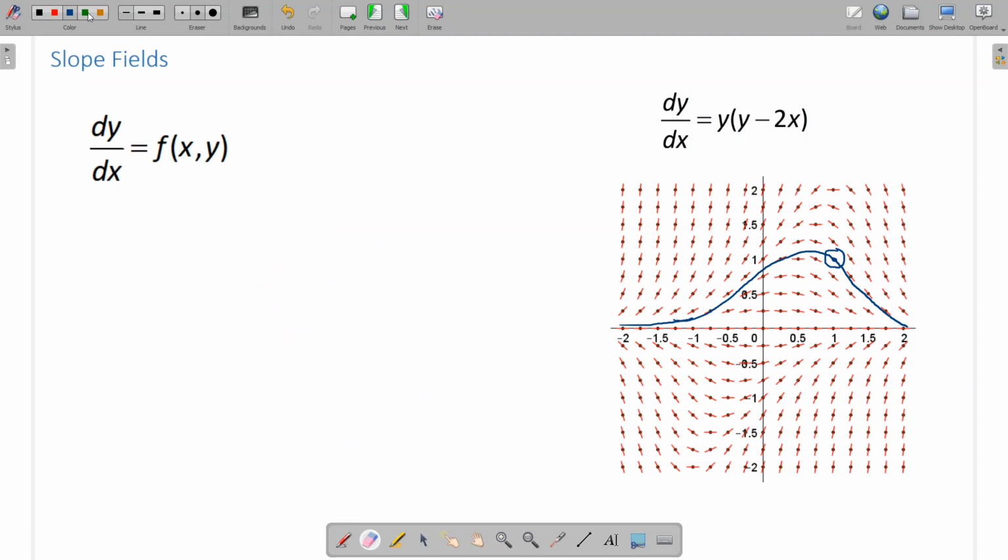So let's pick the point, let's do (1, 2). So we're going to evaluate the derivative, dy dx, at the point (1, 2). So plugging everything into that, 1 times, oops, sorry, I got that backwards.